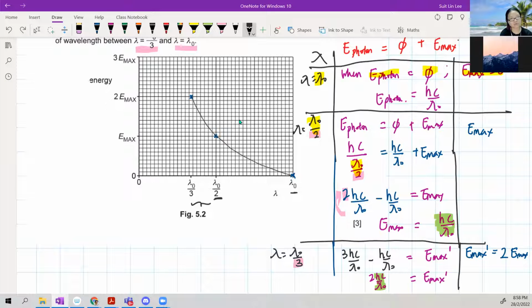It's not an asymptote now. It will cut through this point. Okay, that's your graph. That's how you know lambda naught over 3 is for 2 Emax. You should change the color to correspond with the calculation. Lambda naught over 2 is Emax. Lambda naught over 3 is 2 Emax. Of course, you need to minus by hc over lambda naught first.